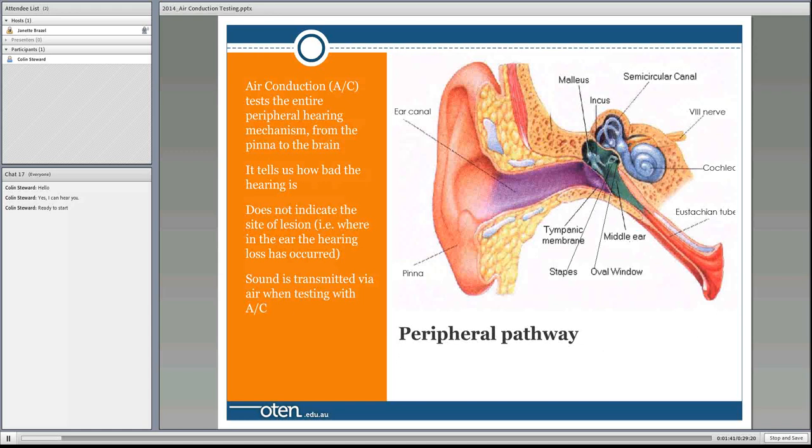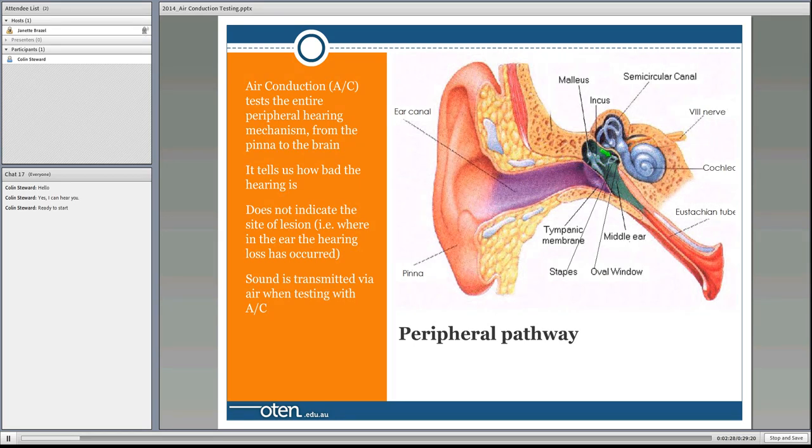So here we've got a nice picture of the ear, and with air conduction testing, we are testing the whole peripheral pathway. Now, our ear, basically we have the outside of the ear, what we see is our pinna, and we have our ear canal, and sound gets gathered up by the pinna, moves down the ear canal, hits the tympanic membrane or the eardrum, which vibrates and sets up a rocking motion of the three ossicles that are attached from the tympanic membrane into the oval window. So we've got the malleus, incus and stapes. They're our impedance matching system in there, in the middle ear system.